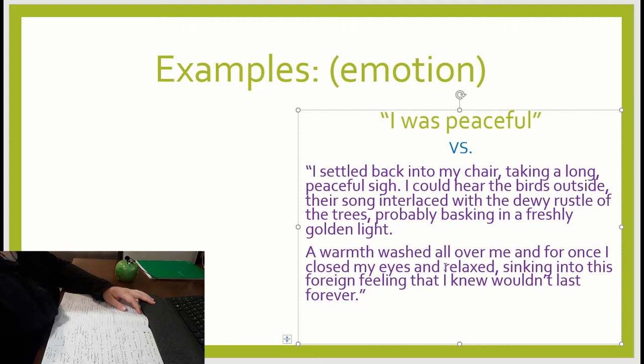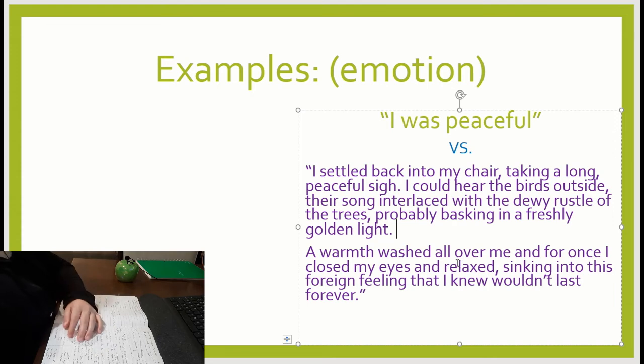This example goes into a little bit more detail. It uses a bit of sensory information. I said a warmth washed all over me, so that's talking about a physical sensation. Sensory information is other details of whatever is going on within the senses. I mentioned the birds outside and their song, and I mentioned the rustle of the trees.